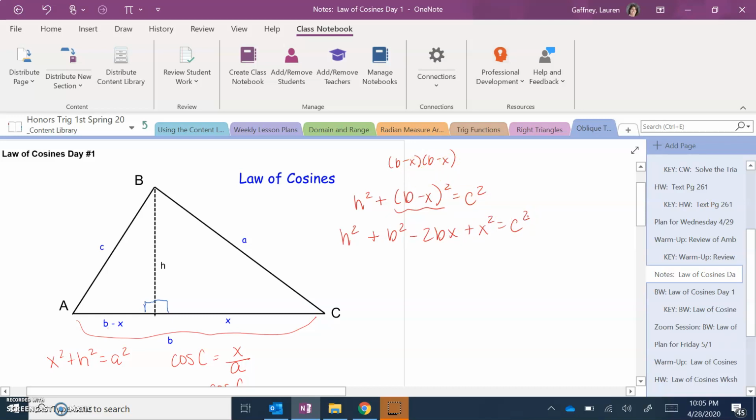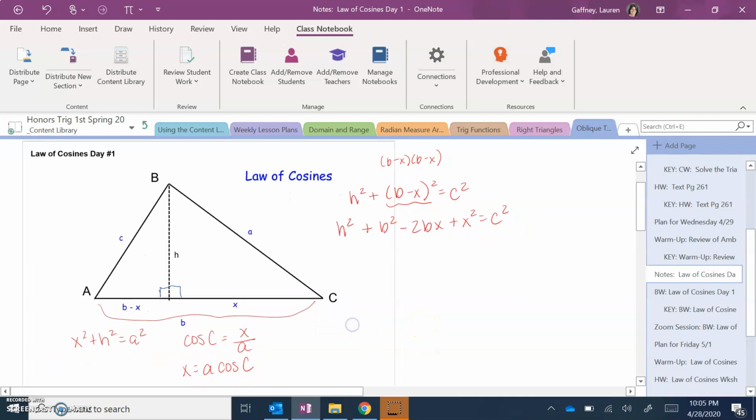Whoever came up with this, those crazy mathematicians, worked until they found pieces that fit. If we look here, notice I have an h squared plus an x squared, and here I also have an h squared plus an x squared. So I'm going to replace those two pieces with a squared. Now I have a squared plus b squared minus 2bx equals c squared.